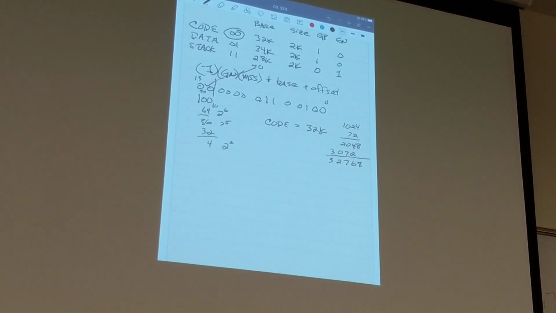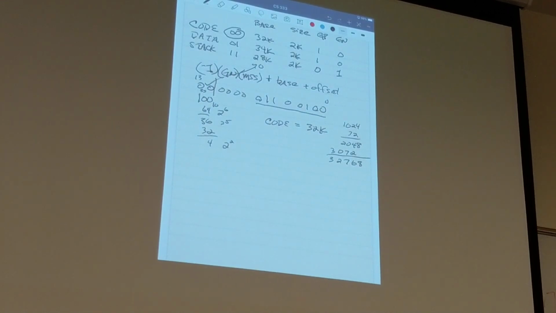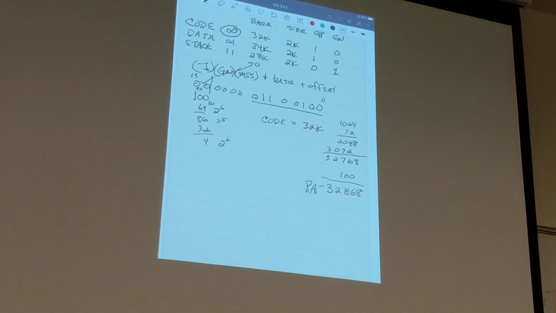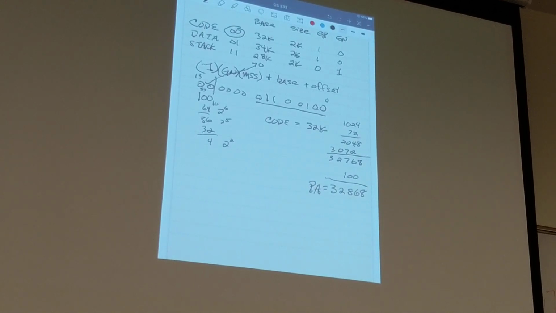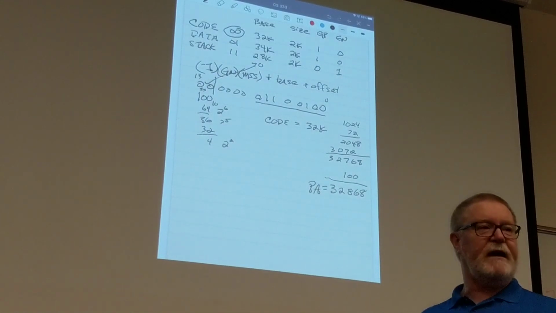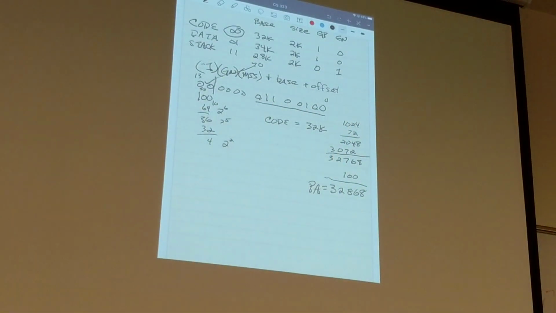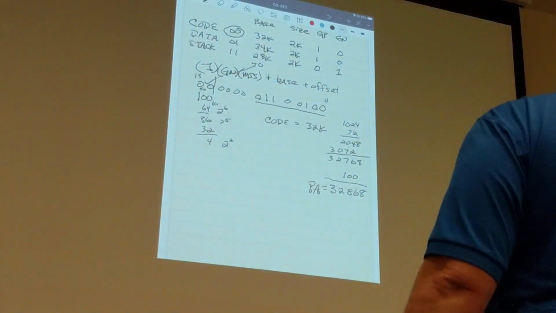Okay. So now, here's our offset. And it turns out our offset's just 100, isn't it? Right? So for this particular process, virtual address 100, based on the information we have, is located in physical memory at address 32868.